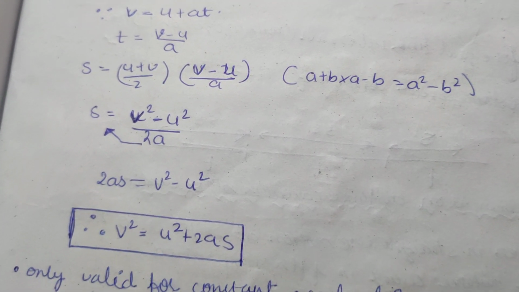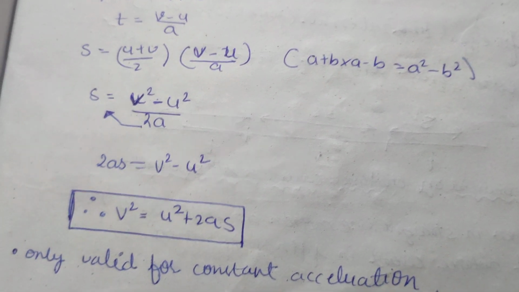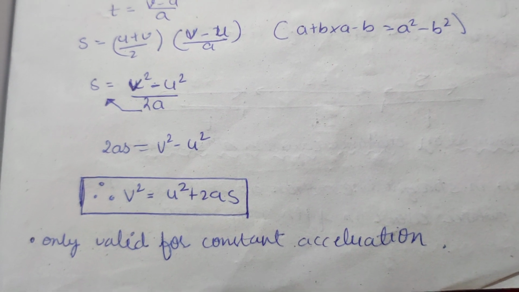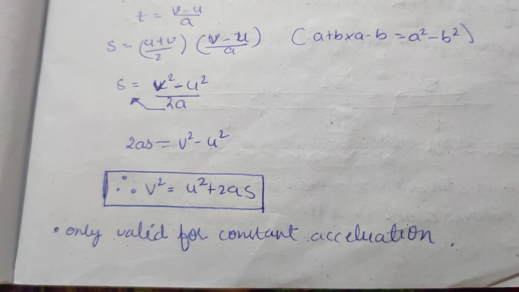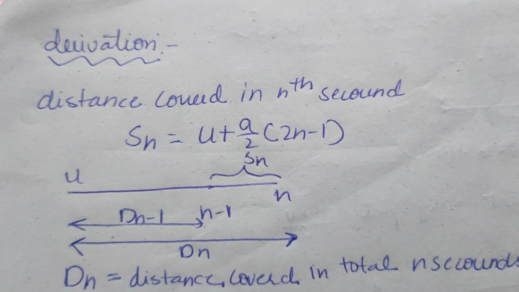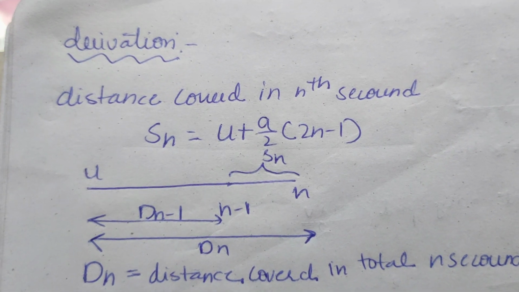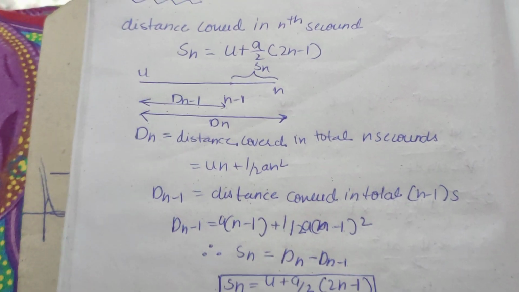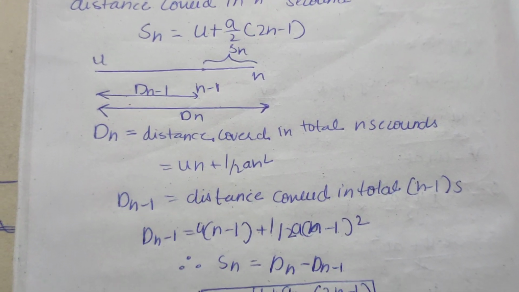Then 2as is equal to v square minus u square. Then finally v square equal to u square plus 2as. These are only valid for constant acceleration. Now the derivation of distance covered in the nth second, that is Sn equal to u plus a by 2 into (2n minus 1). Here you can see the situation.